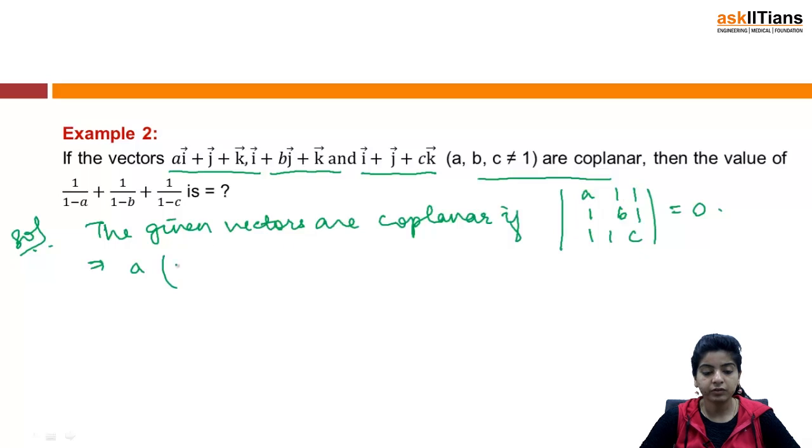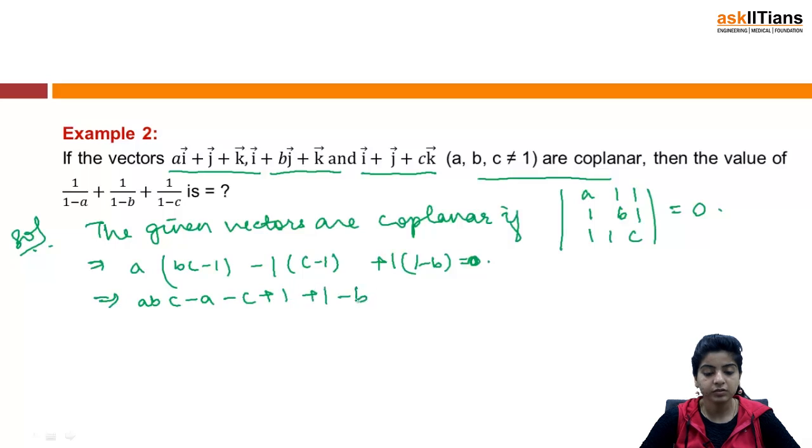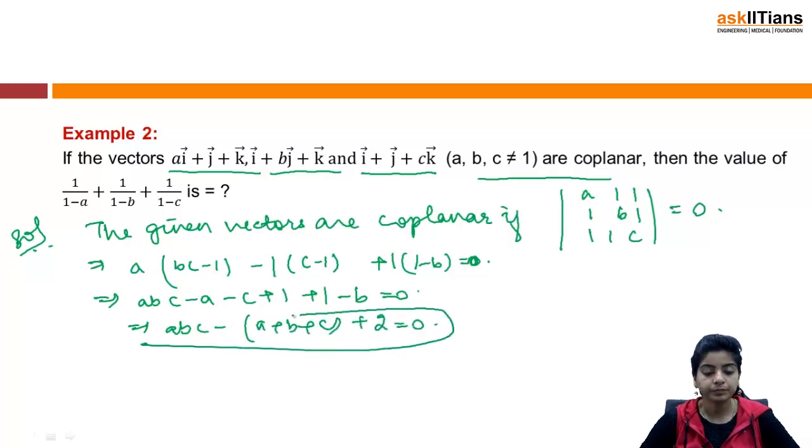So we have a into bc minus 1, then I have minus of 1 into c minus 1, then I have plus of 1 into 1 minus b would be equal to 0, right? So this gives me abc minus a minus c plus 1 minus b is equal to 0. So this gives me abc minus of a plus b plus c plus 2 would be equal to 0. This is one condition that I have obtained.